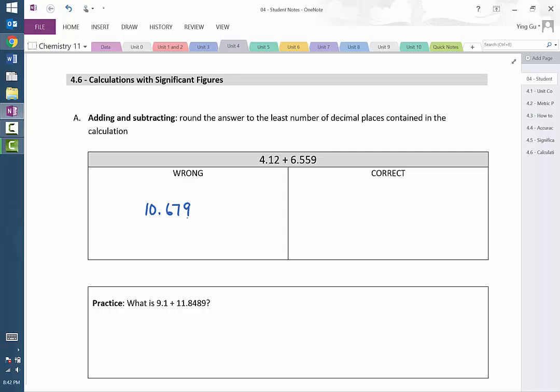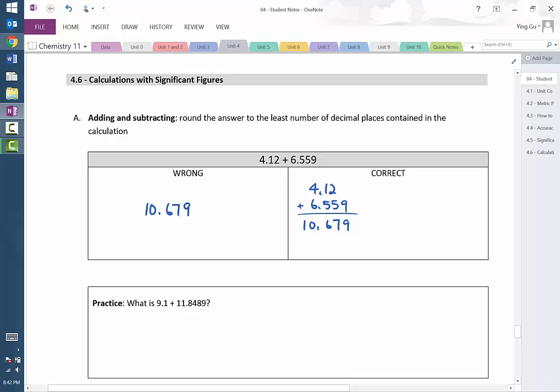When I take 4.12 and I add it to 6.559, we're going to go back to elementary school for a minute here. I'm going to line it up old school. And then when we do this addition, we get 10.679. Now remember that in chemistry or in science, every number that you report is only allowed to have one value that has been estimated. So let's take a look at what happens when we do that analysis.